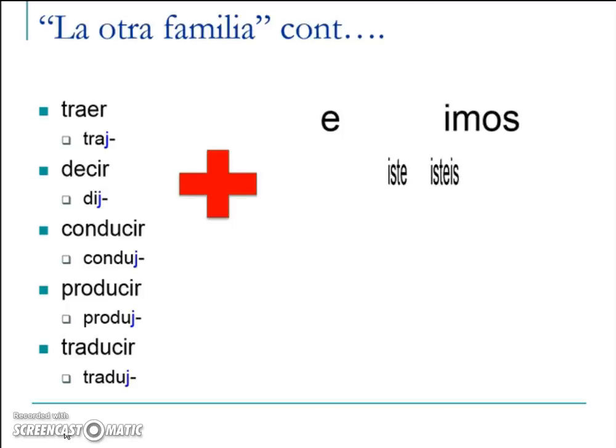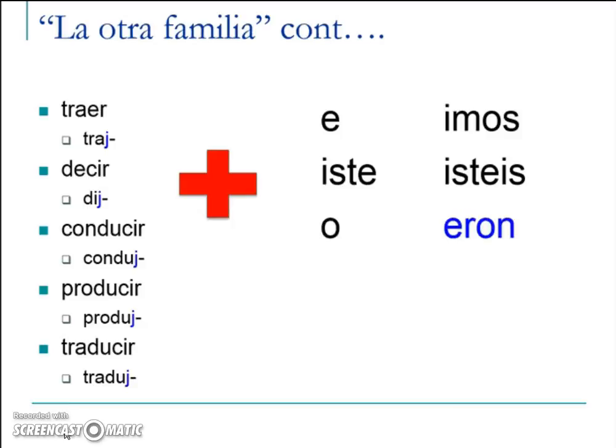Now the yo and the nosotros form is still the same, and so is the tú and the vosotros. But in the third person plural, where on the screen before, in that grouping before, we had I-E-R-O-N, when there's a J, you just have E-R-O-N. So they brought, with traer, would be trajeron. Decir would be dijeron. Conducir, condujeron. Produjeron, and tradujeron. So with those J's, you drop that I in the third person plural. Everything else stays the same.